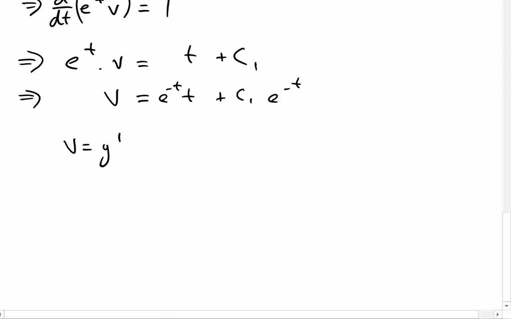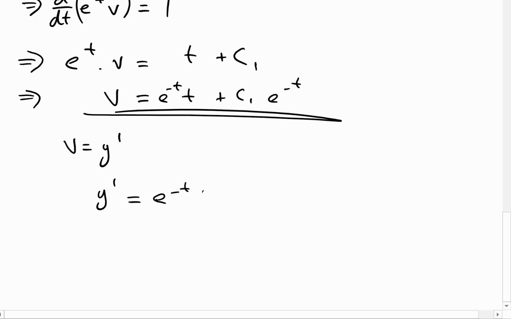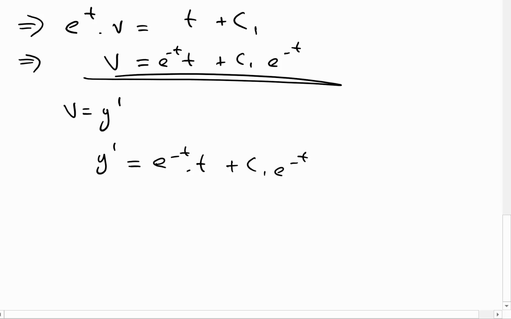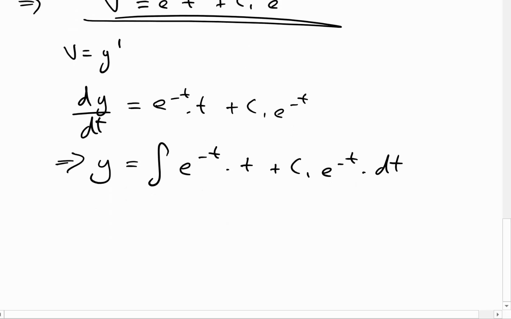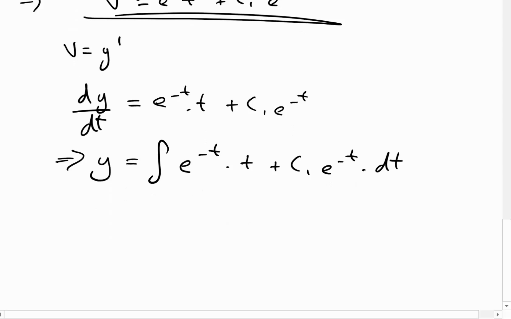So in other words, what we're saying here is that not just v is equal to that, but y dash is equal to that. So we've got e to the minus t times t plus c1 e to the minus t. If you're not really comfortable with that notation, all that basically means is dy by dt, right? So if we want to find y, we can just integrate this thing times t plus c1 e to the minus t dt. And I'm actually going to leave you to integrate that yourself.